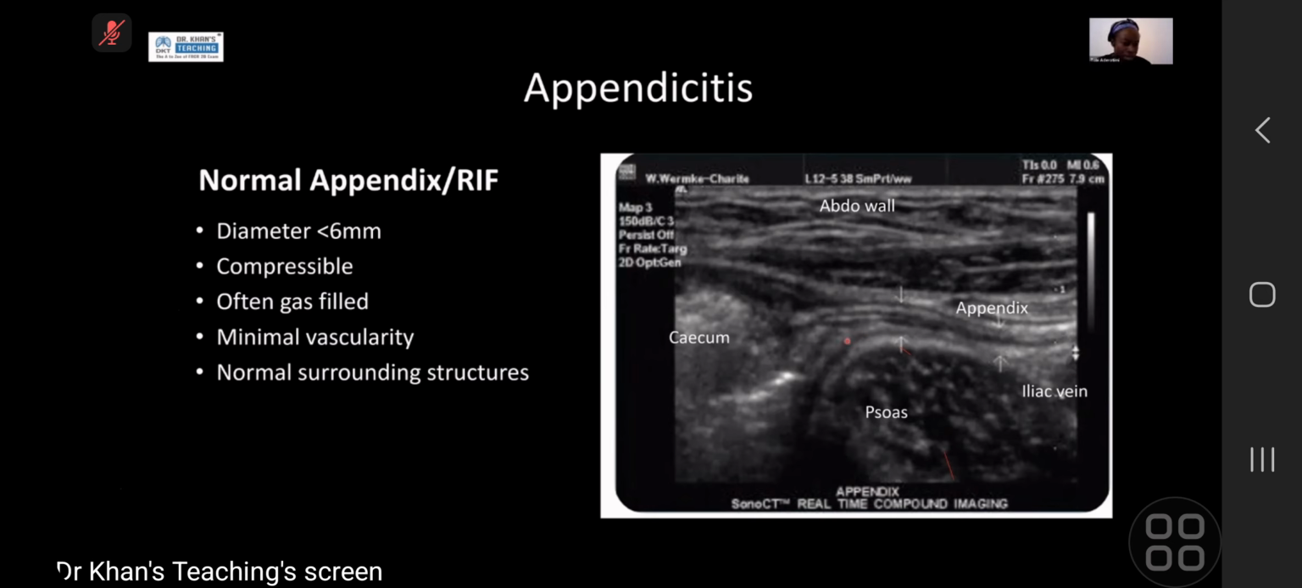If I'm really struggling to see the appendix, I do a couple of things. So I try and press harder or less hard, because if it's compressible, you might be squashing it, or you might not be moving the bowel gas around enough to see the appendix. So just change your pressure.